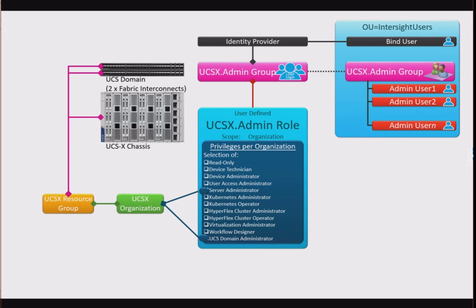And for that, we're going to have to create an identity provider within the appliance, but that can't be done until all of this stuff is set up in Active Directory. So that's what we're going to do now. We're going to set up the organizational unit in Active Directory. We'll create a bind user in Active Directory. We'll create a UCSX admin group within Active Directory and put a couple of users in it. Well, we'll just put one user in it for the demo.